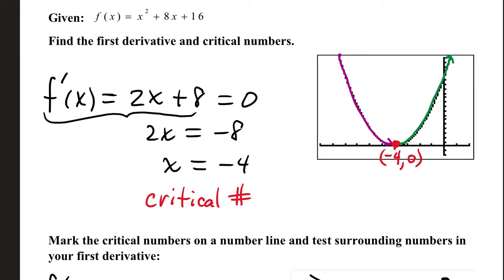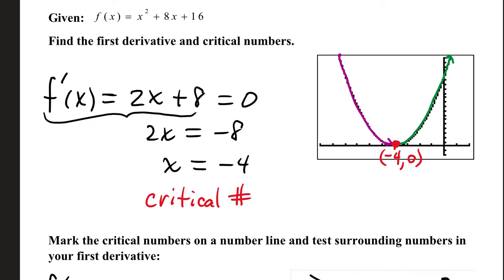Given the function x² plus 8x plus 16, the graph is to the right over here. Our first derivative is 2x plus 8, and that derivative is equal to 0 when x equals -4. -4 is our critical number, and if you look at the graph to your right, the x value -4 is in fact where we have a valley floor.